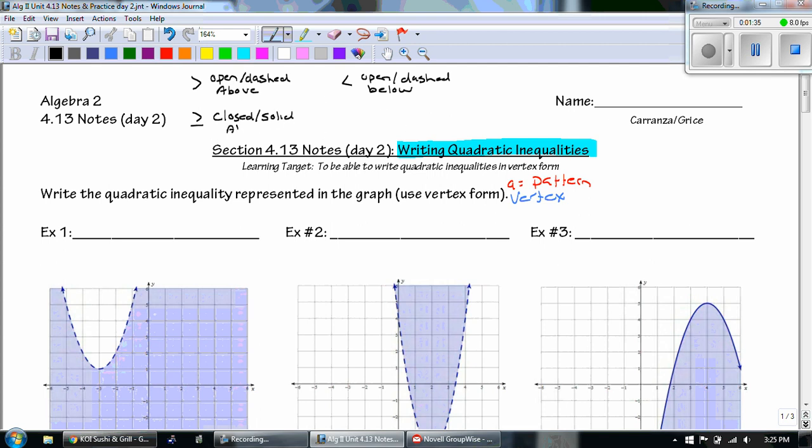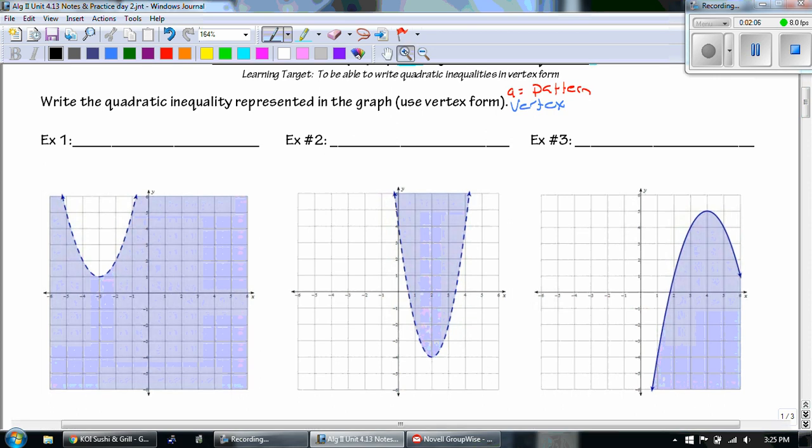And if it's greater than, we shade above. And then less than or equal to, same thing, it's closed and solid. But if it's less than, that means we shade below, okay? So pay attention. I go back and forth between using open and dash, closed and solid, so just know that those are kind of interchangeable. All right?